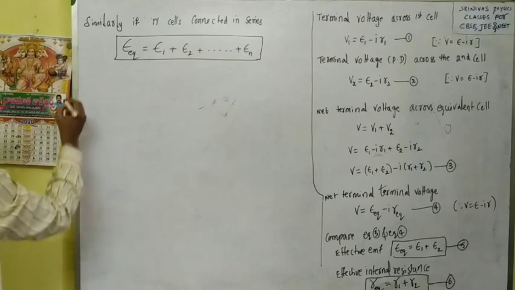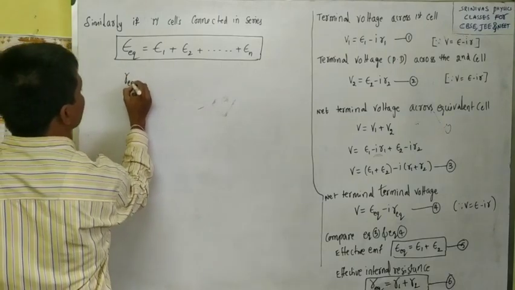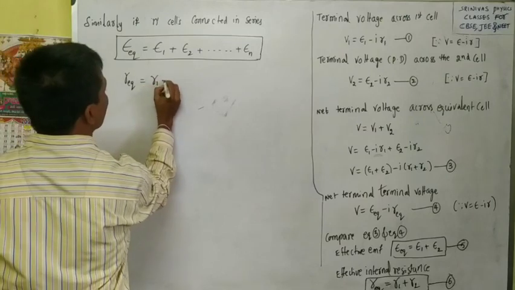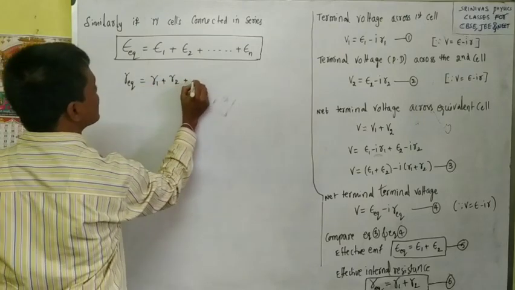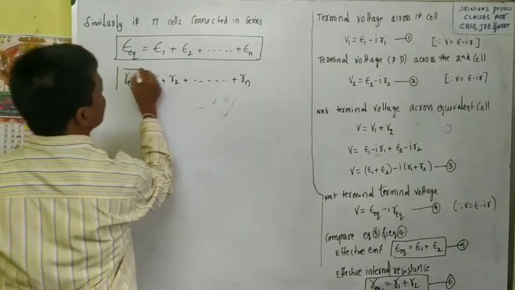And now I want the effective internal resistance, right? This is the effective EMF. If you want the effective internal resistance, we have to add the same way: R1 plus R2 plus and so on Rn. Okay, right.